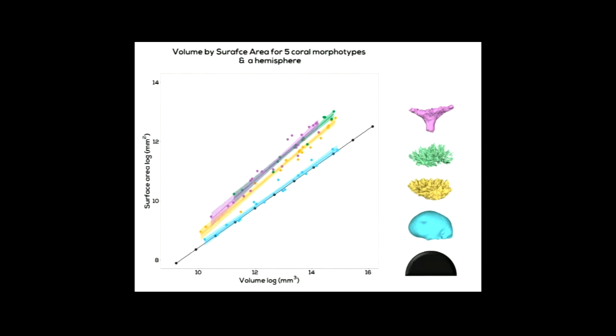But then things get interesting when you look at things like the tables and the corymbose colonies. You see that actually the picture becomes a bit more muddled. So for these three colonies, I would have thought personally that the corymbose would have had the higher surface area to volume ratio by quite a fair bit.